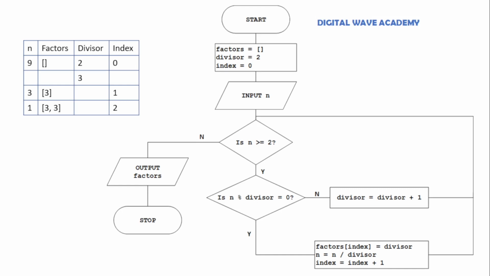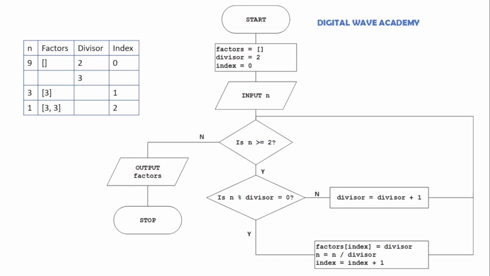And this example is that my value for n will be 9. I have used a table, a trace table, to illustrate this solution. And this trace table is on the left hand side of this slide. The value of n is 9, and of course the factors is initialized to an empty array. Divisor has the value of 2 and the index has the value of 0.